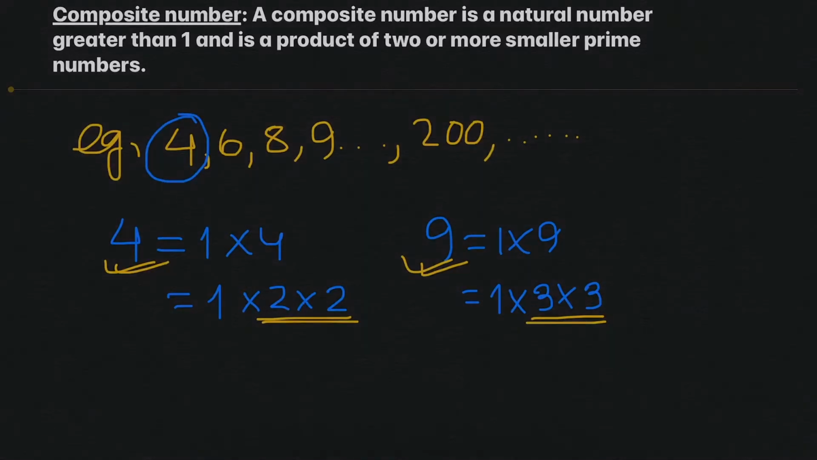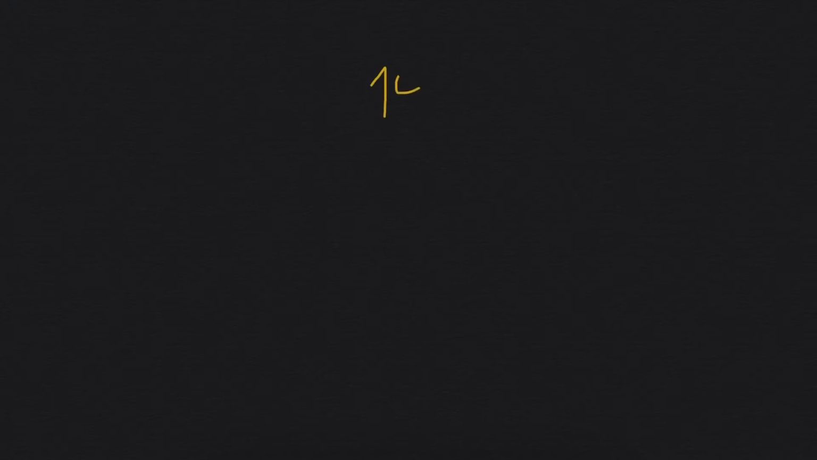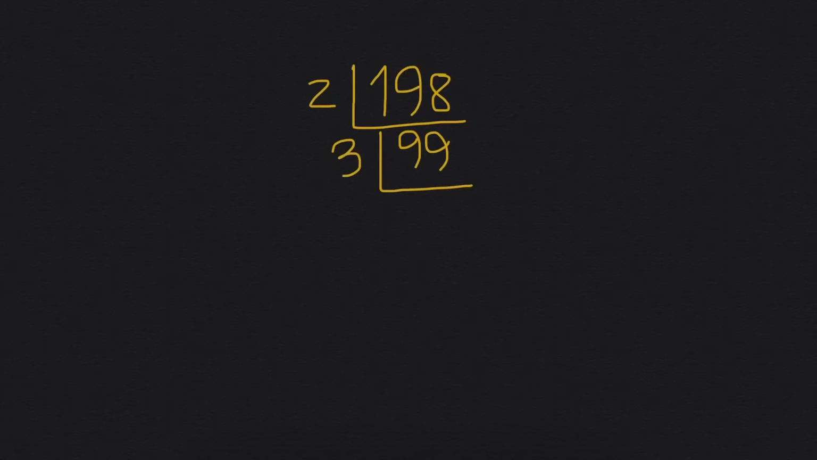Now let us consider a composite number, 198. We have to factorize 198 into its prime factors. The first step is to divide the number by the smallest possible prime number. This is an even number, so we can divide it by 2. We will get 99. It is also divisible by 3, giving 33. Next, dividing by 3 we will get 11. So 11 is also a prime number, and we cannot get any other prime numbers.